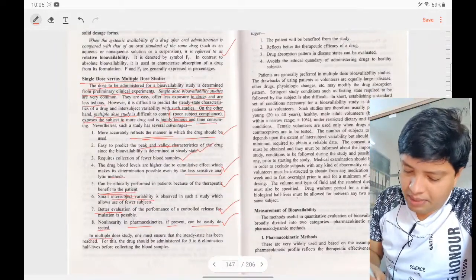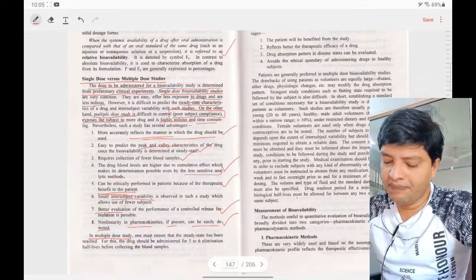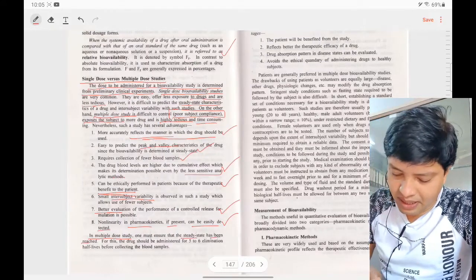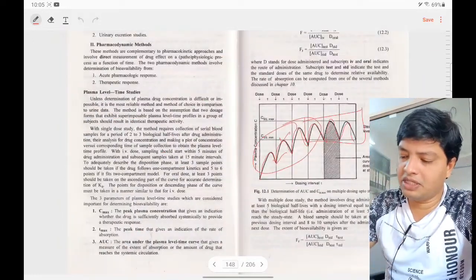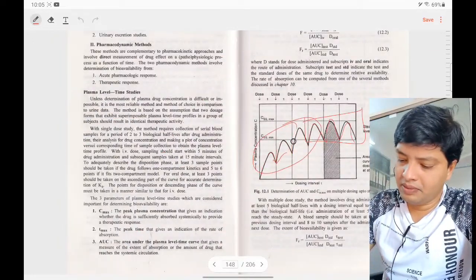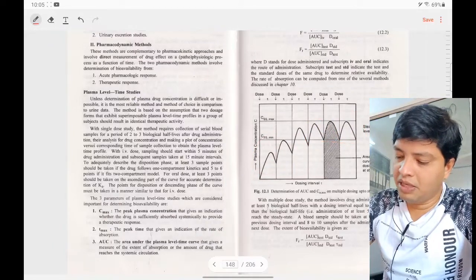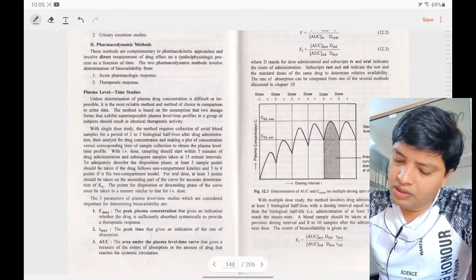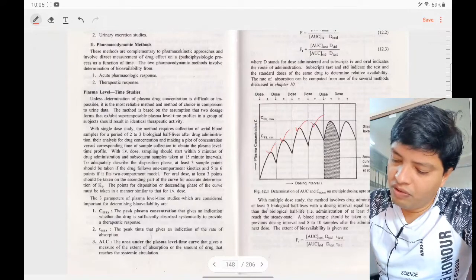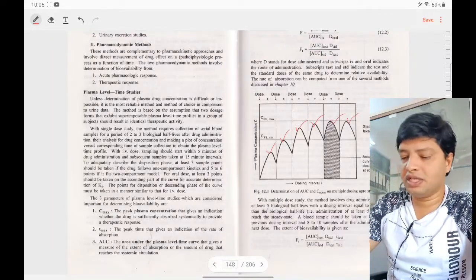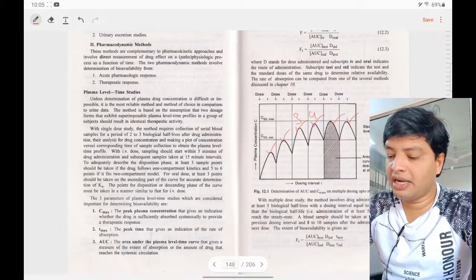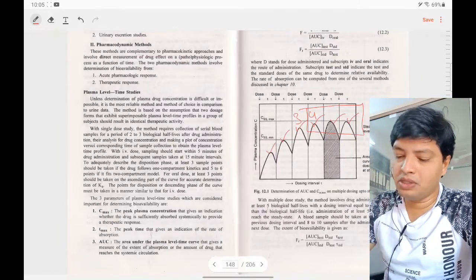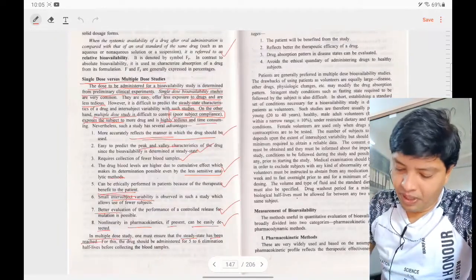Then at last, in a multiple dose study, one must ensure that steady state has been reached. Why are you conducting a multiple dose study? See here, this is a multiple dose study. Why are you doing one dose, 2, 3, 4, 5, 6? You are doing 6 doses here. In the third or fourth dose, it starts attaining steady state. To attain the steady state, we are conducting a multiple dose study.